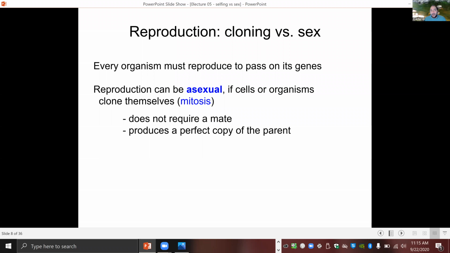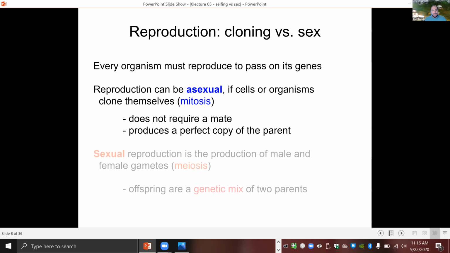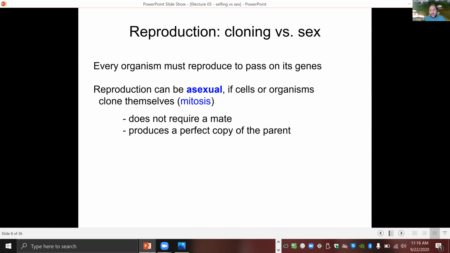Obviously every organism must reproduce to pass on its genes. Reproduction can be either asexual or sexual. It can be asexual if the cells or organisms clone themselves through mitosis. Even though we think of selfing as still sexual reproduction, it more or less has the same effects as asexual reproduction. The advantages of asexual reproduction are that it does not require a mate, so you can reproduce any old time, and it produces a perfect copy of the parent. So if you're already perfect, then why spoil it, right? We're going to see why that's not a very good strategy.